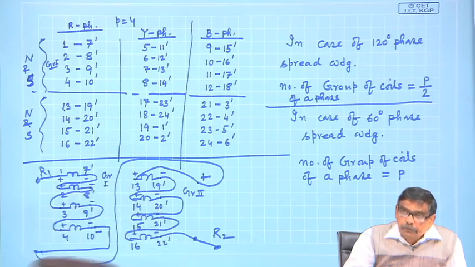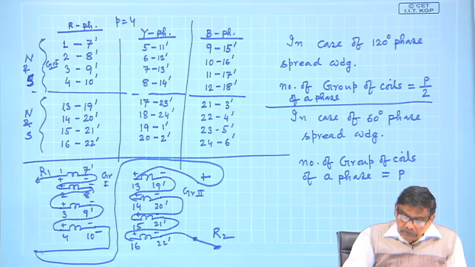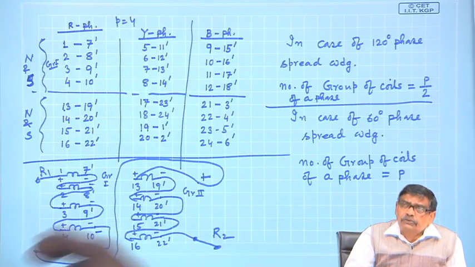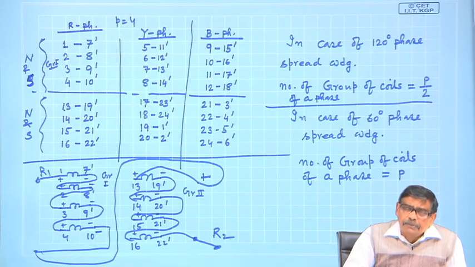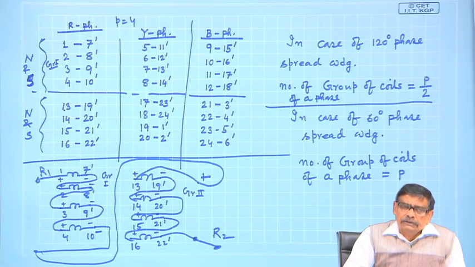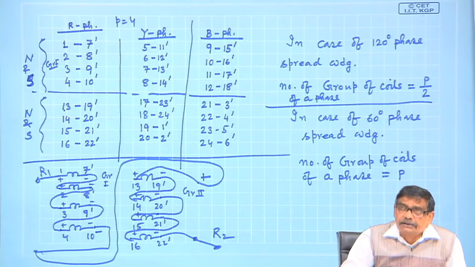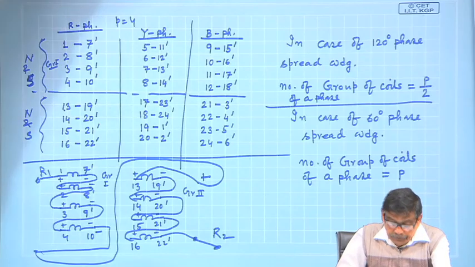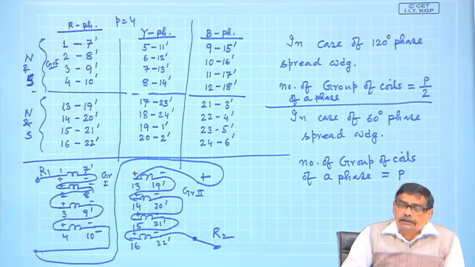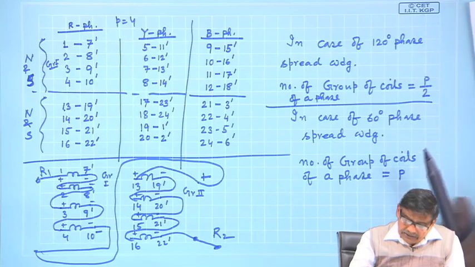The connection among the groups should be carefully done. And I will ask you a question later. Suppose somebody makes a mistake in that group connection, what could be the effect of that? Those are very interesting things. Okay. After machine has been wound, groups are available, they have to be connected in series. Also, it is to be noted, these groups may be also connected in parallel, it does not matter.